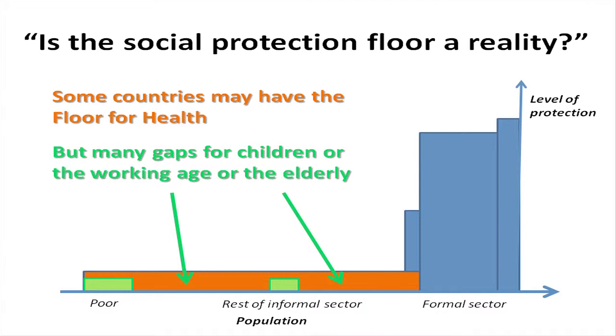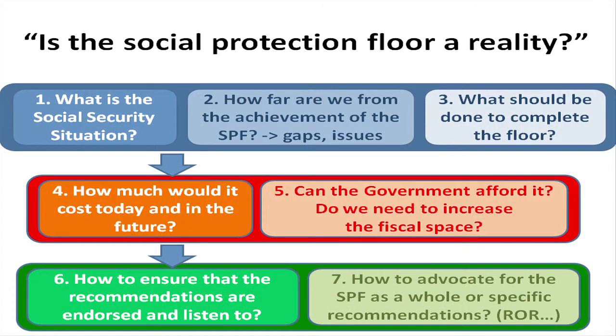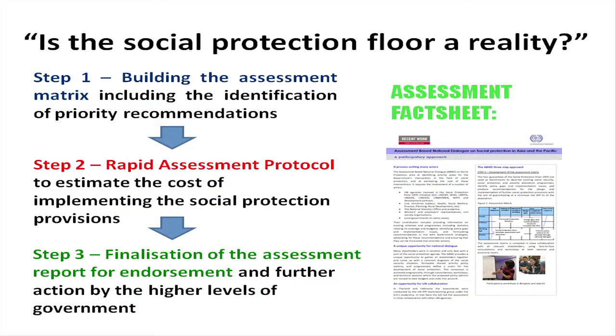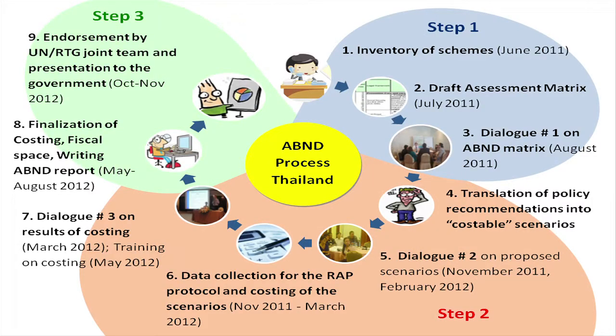Different countries have different social security situations. For example, Thailand has achieved the floor for healthcare, but needs to extend social security coverage for the other guarantees. To conduct the assessment-based national dialogue, there are 3 steps involved: building the assessment matrix, calculating the cost of completing the floor, and presenting the finalized assessment report. In Thailand, the entire process was carried out from June 2011 to November 2012. During each step of the process, all the relevant stakeholders had to be involved.